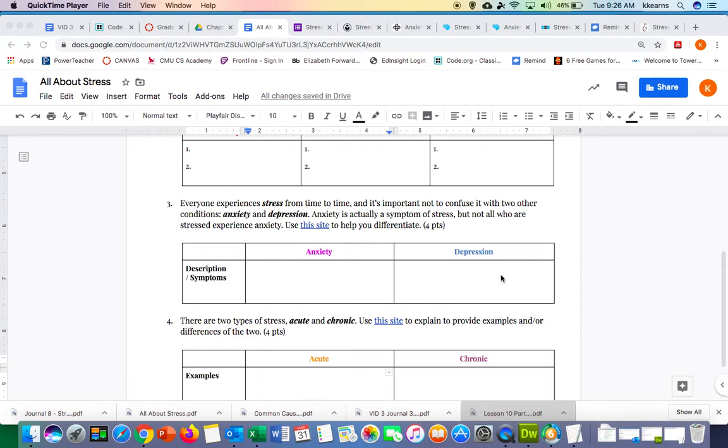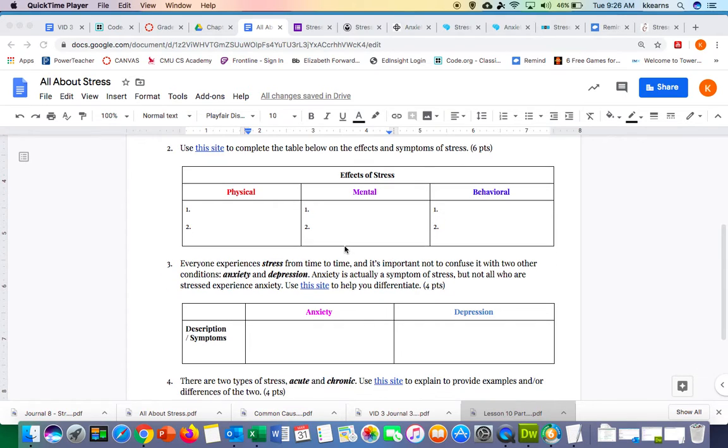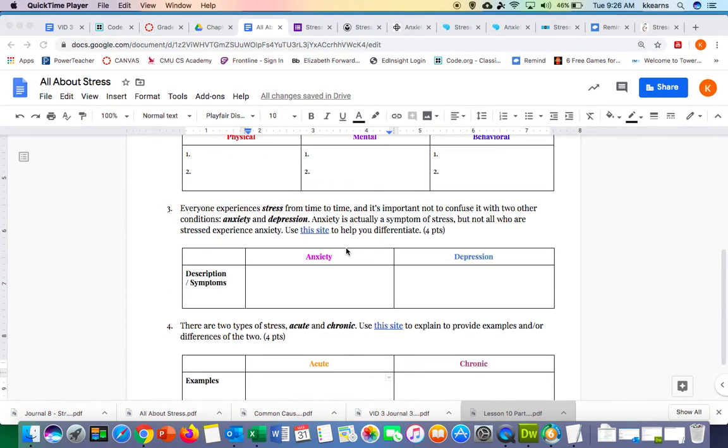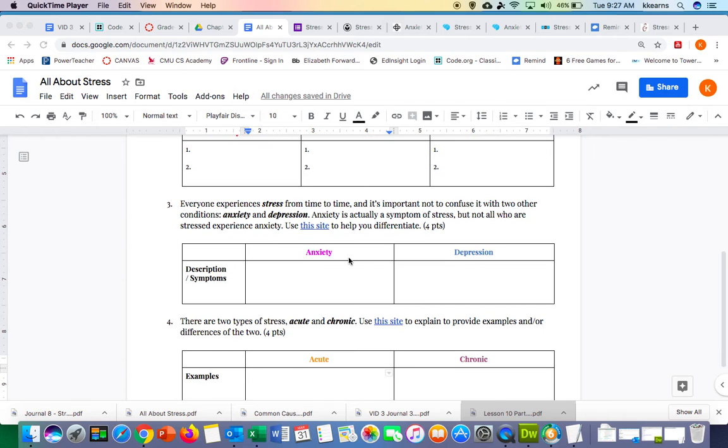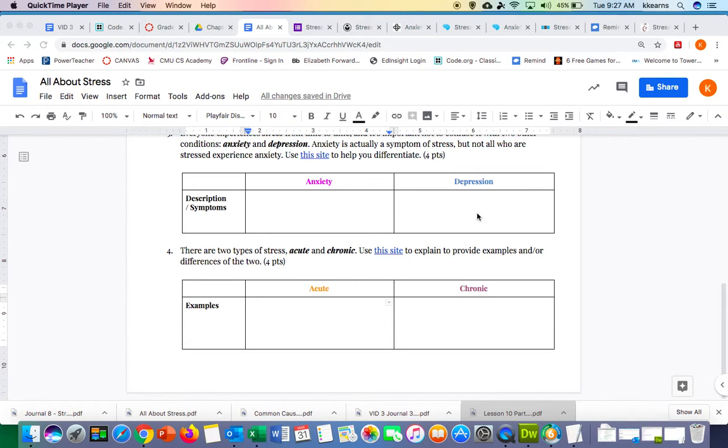A lot of people use those terms interchangeably and get confused thinking they mean the same thing. They actually do not mean the same thing. Anxiety is a symptom of stress. So while everyone experiences stress from time to time, not everyone experiences anxiety. But anxiety comes from stress, if that makes sense. So fill that out, and then also research the two different types of stress, acute and chronic.